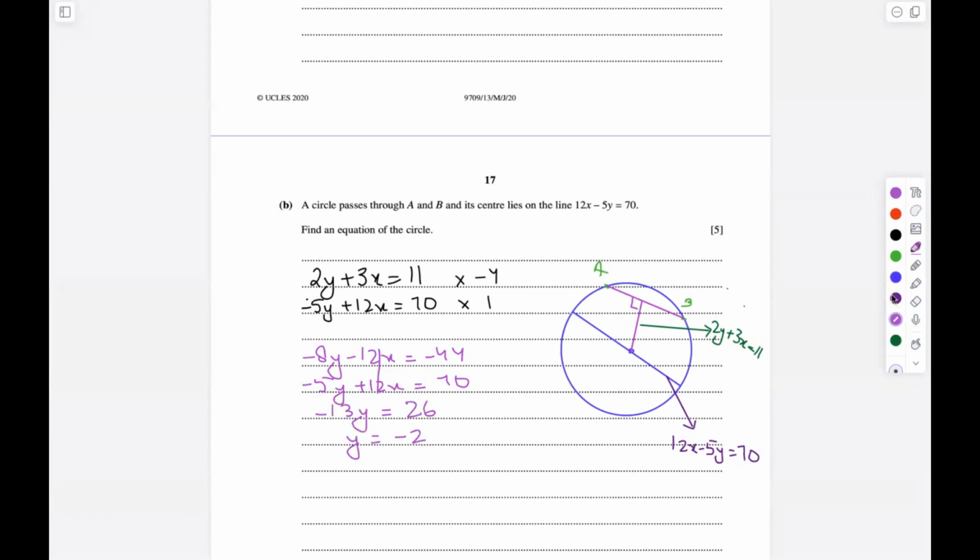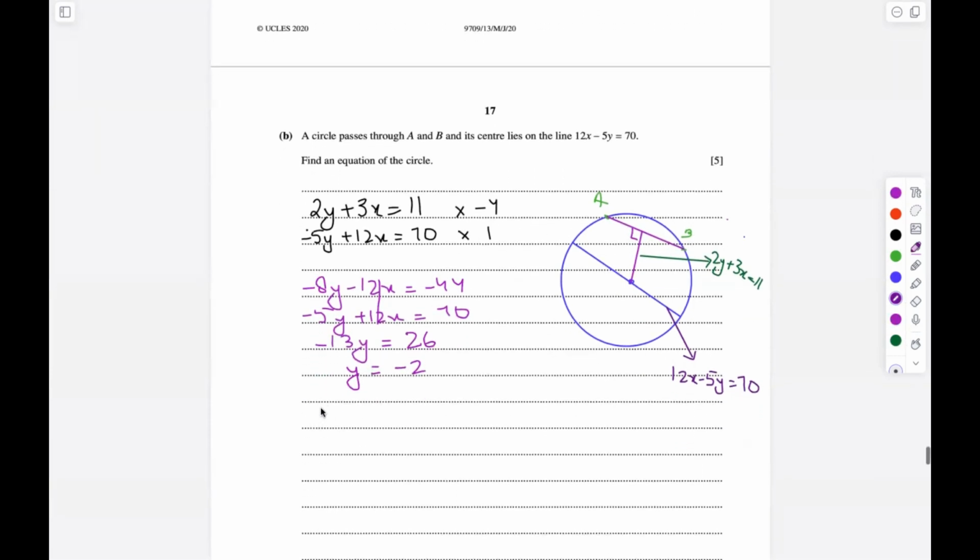Once we have the value of y, we can substitute this into either of the equations to get the value of x. So using the first equation, we will get 2 times -2 plus 3x = 11. So 3x will be equal to 11 + 4, as this will be a -4 up here.